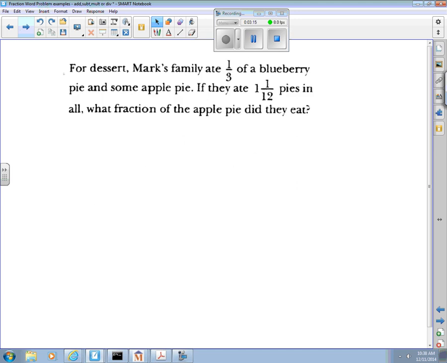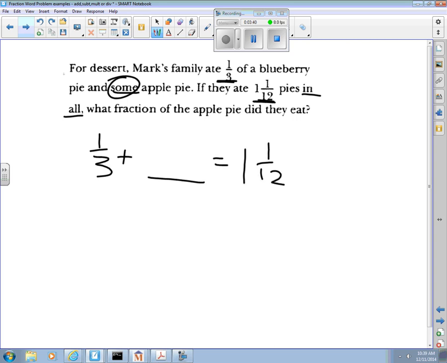Here's another one where it's not so obvious from the wording how I do it. I like to call these fill-in-the-blank questions. For dessert, Mark's family ate 1 1/3 of a blueberry pie and some apple pie. I'm trying to figure out how much that sum is. They ate 1 1/12 pies in all. So really what I'm thinking is, well, I ate 1/3 plus some, and that equals 1 1/12 in all. How do I solve that?